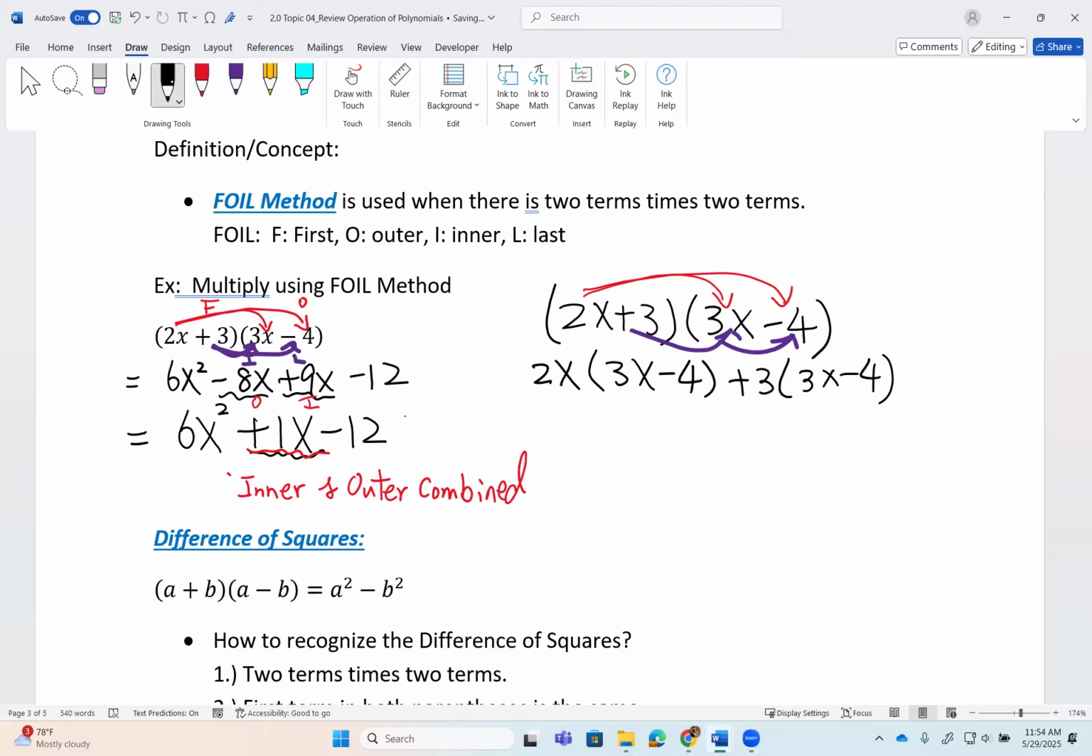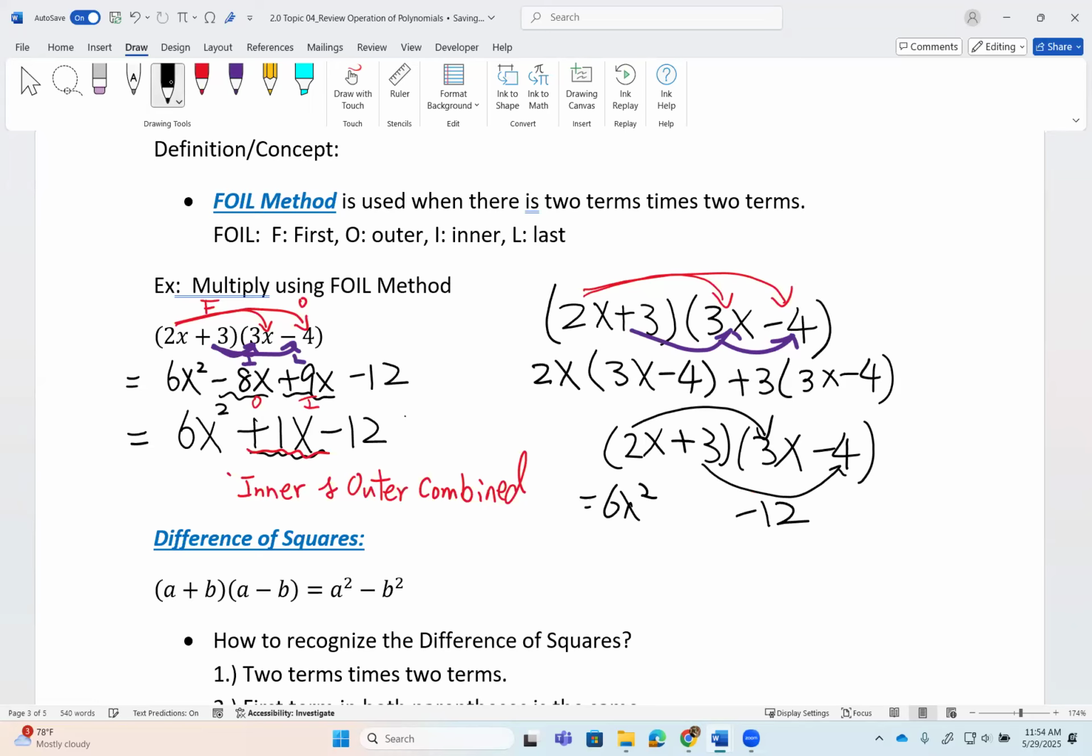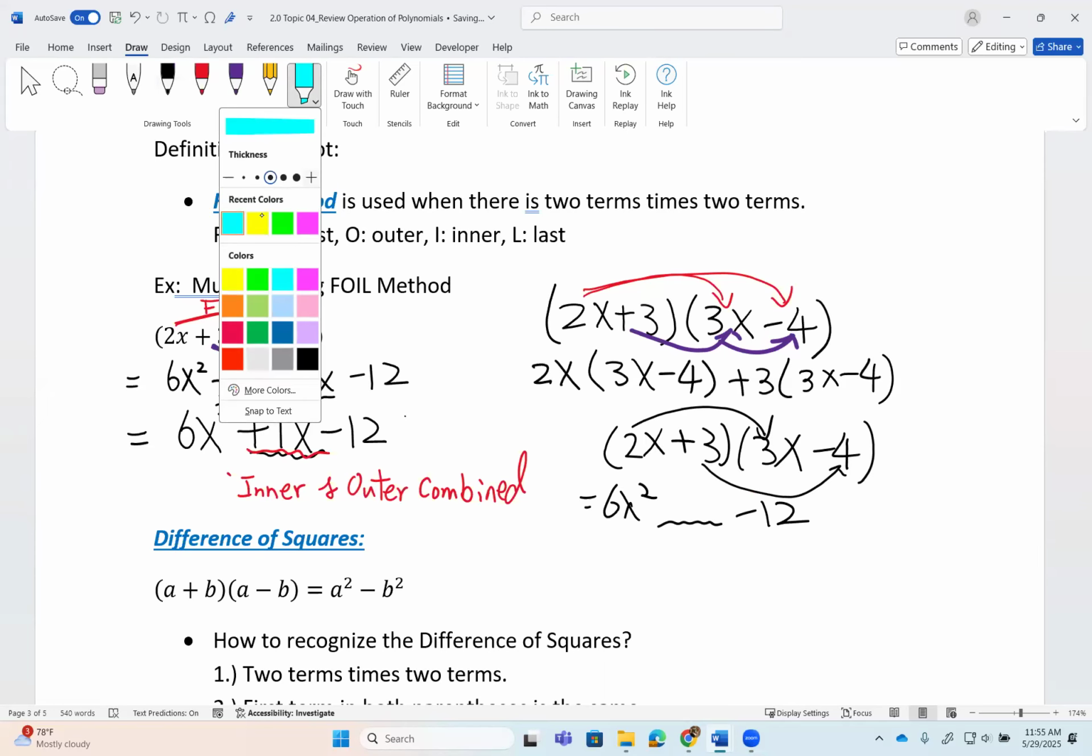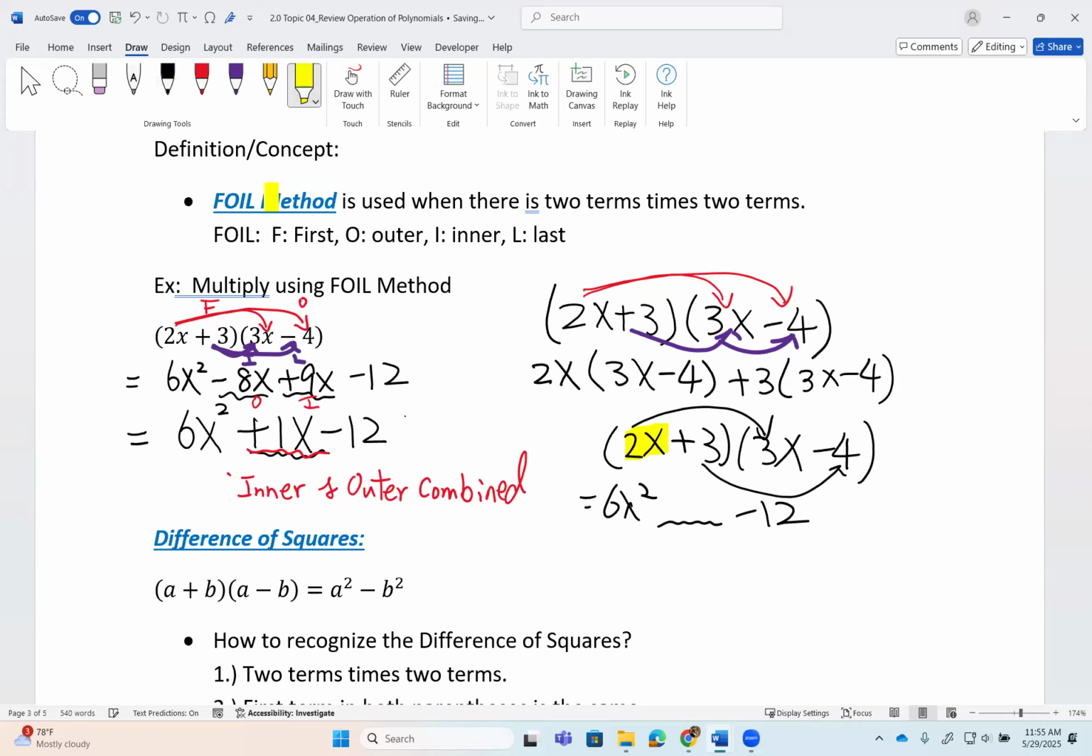So if we know that, then we can actually do the FOIL method simply by looking at this. The first thing I do is 2x times 3x, which is 6x squared. The last thing I do is 3 times negative 4, which is negative 12. So the middle term comes from the inner and outer combined, right? So the outer is negative 8x.